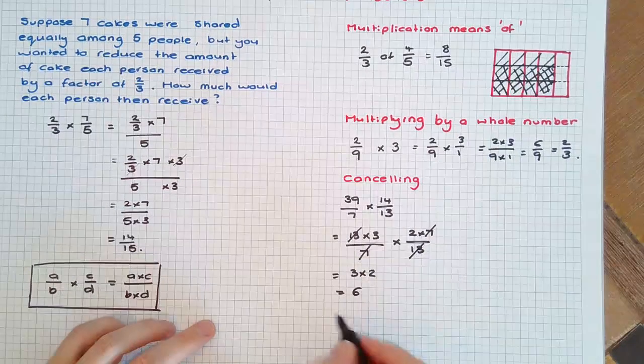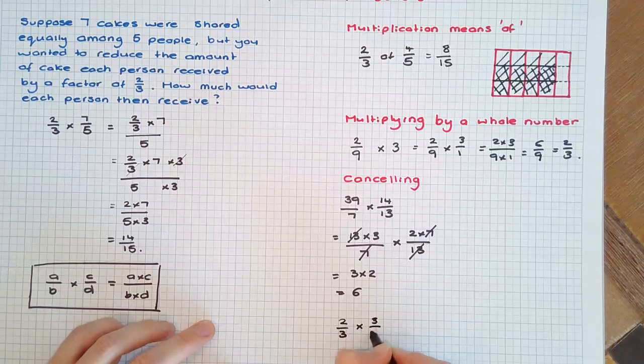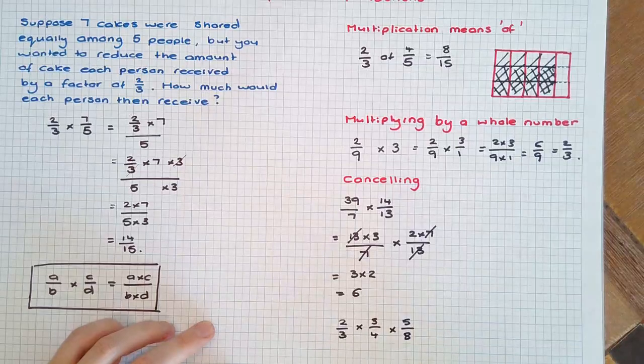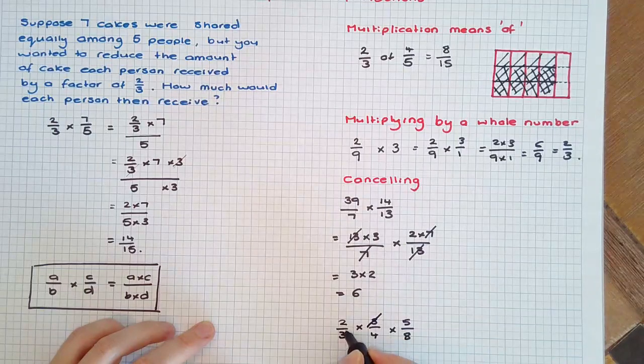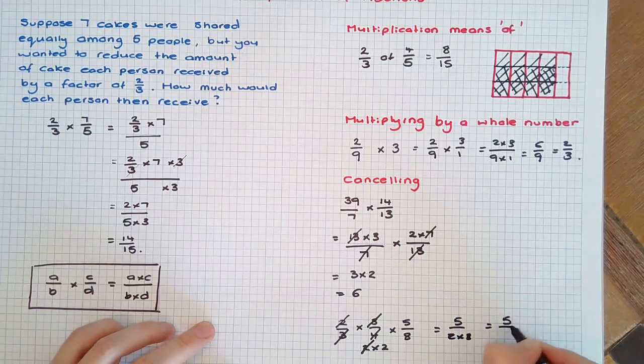Let's do one more problem. 2/3 times 3/4 times 5/8. Rather than finding the product of the numerators and product of the denominators, we can do some cancelling. We have a 3 as a numerator and 3 as a denominator, and 4 can be written as 2 times 2. Now we have 2 in the numerator and 2 in the denominator. This leaves 5 over 2 times 8, or 5/16.